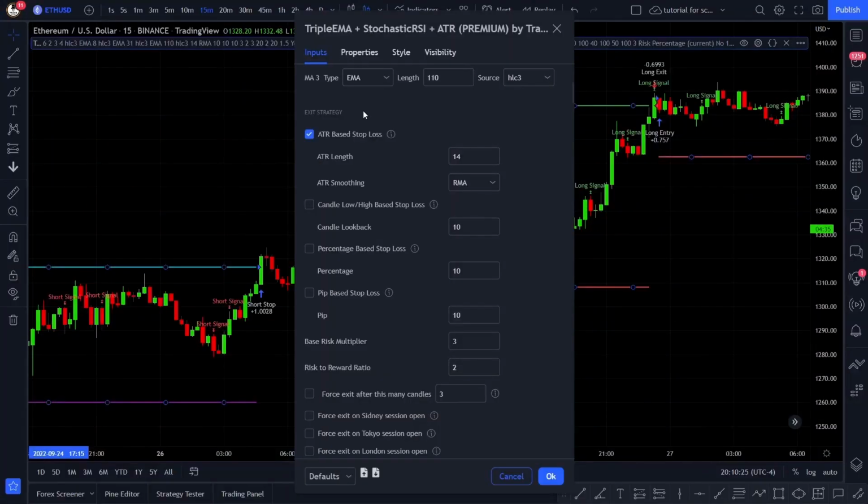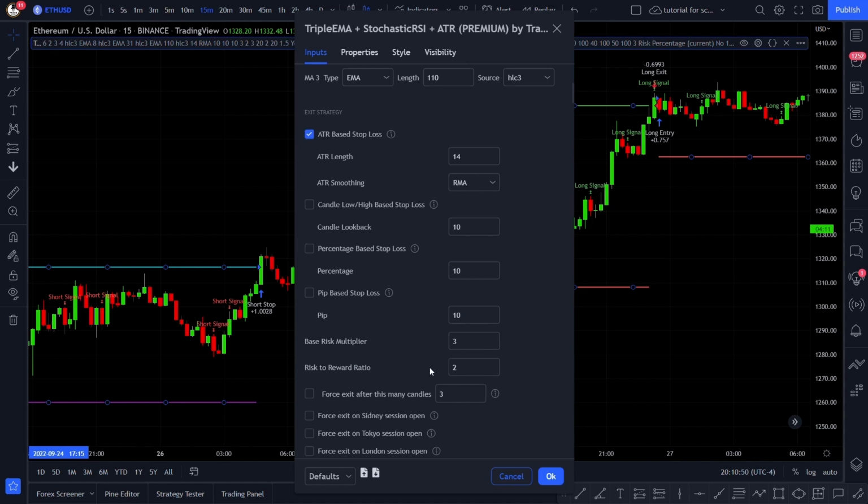Let's see the first section, the exit strategy section. Here you can find all the stop loss methods our scripts have. Currently you can choose from the ATR based, candle low high based, percentage based and the pip based option. Let's see how my favorite, the ATR based stop loss works. As this is my favorite stop loss indicator, I will explain it in great detail. To use the ATR based stop loss, you have to tick the box next to it.